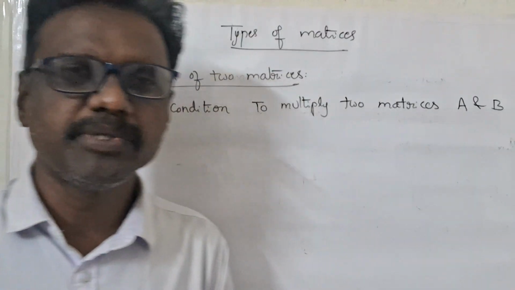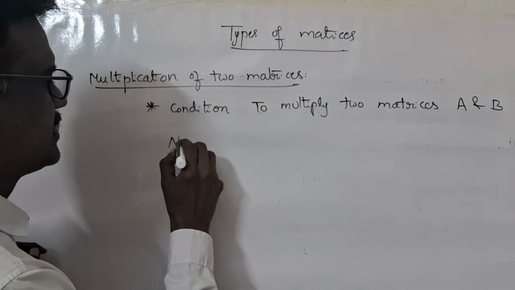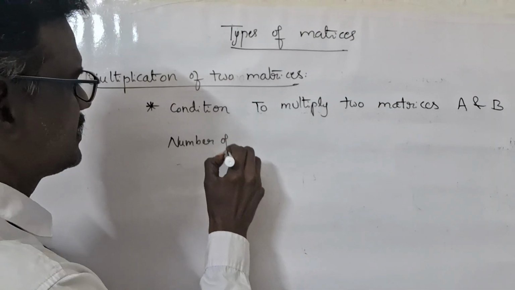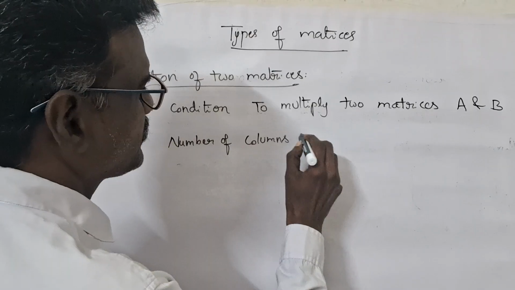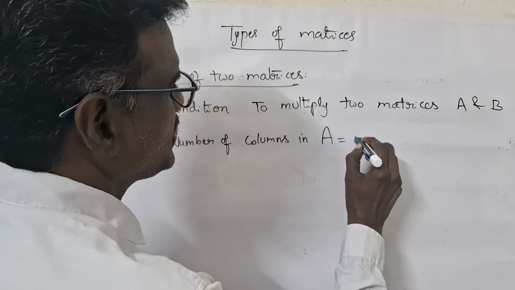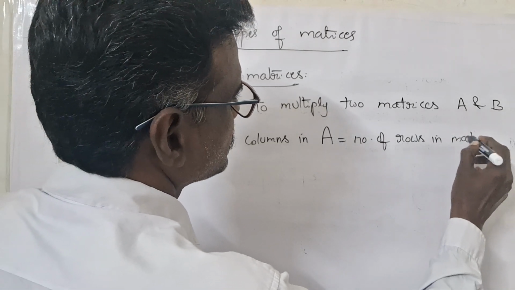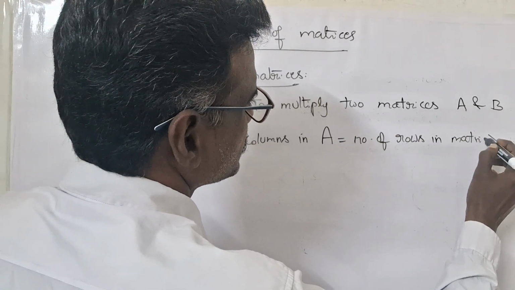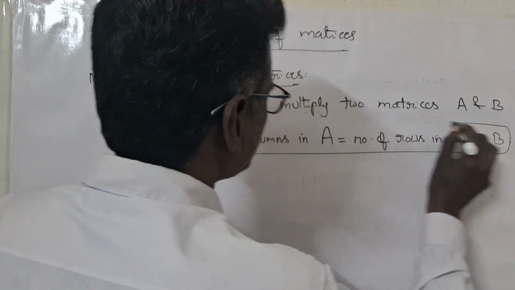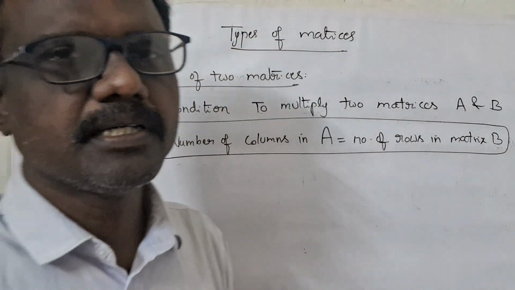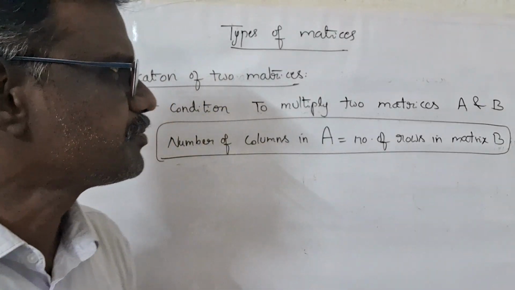Suppose you want to multiply A and B. The very important condition is that the number of columns in matrix A must be equal to the number of rows in matrix B. Then only we can multiply the two matrices. Otherwise, multiplication of the matrices is not possible.